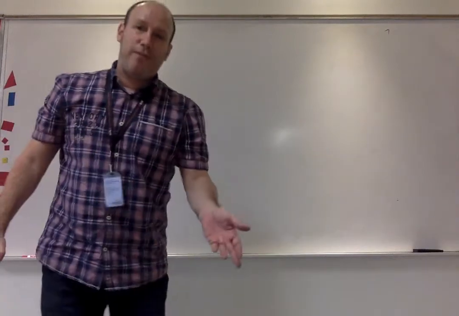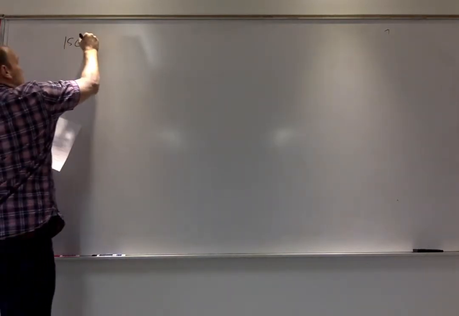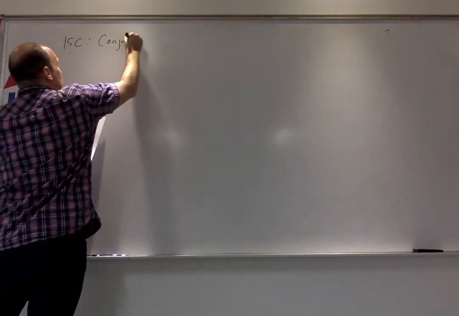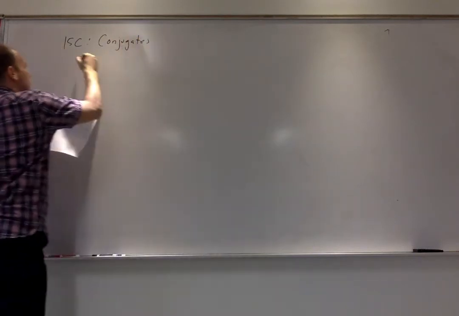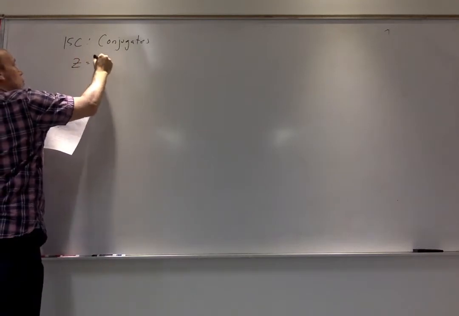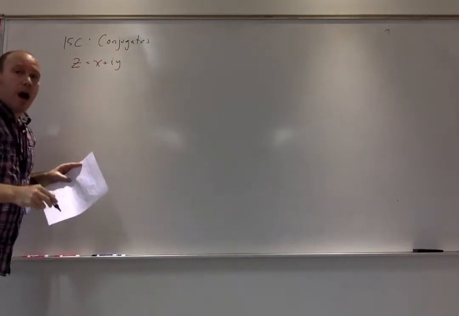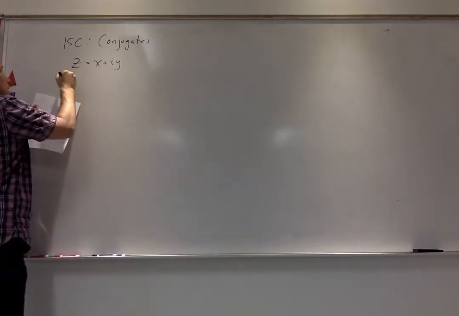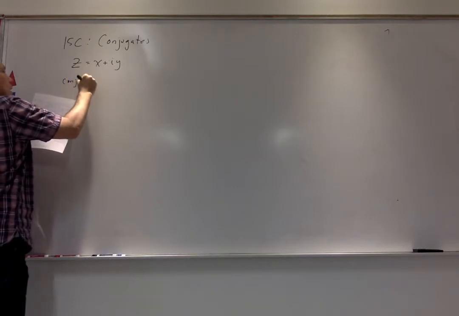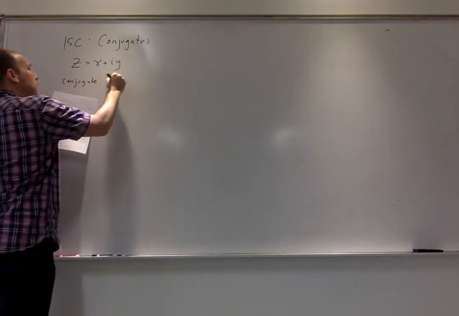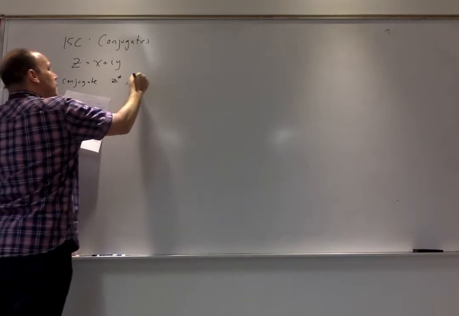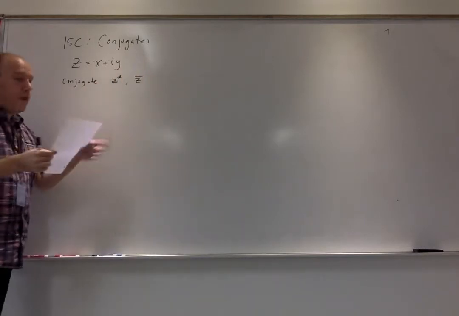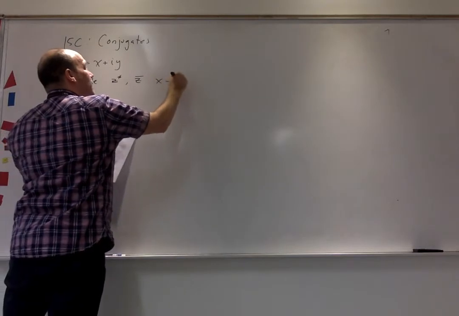Okay, guys, let's talk about 15C, which is conjugates. The idea is if we let z equal x plus iy, then the conjugate, which is denoted as z star, or you might see it as z bar, is x minus iy.